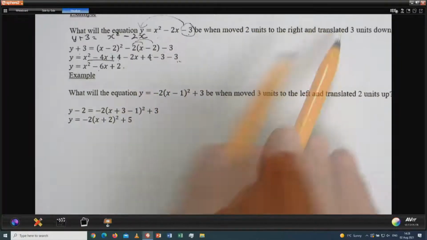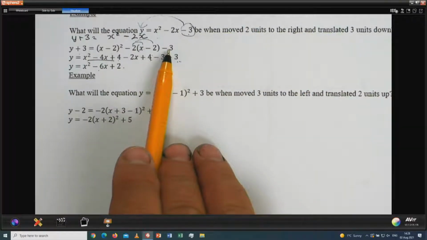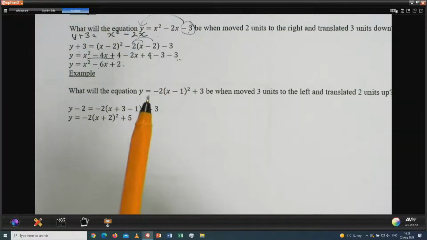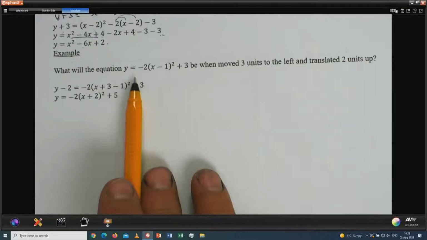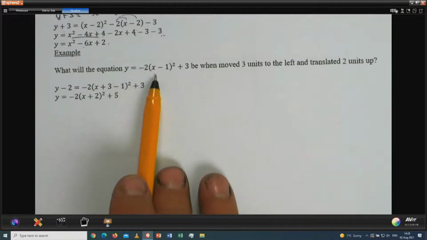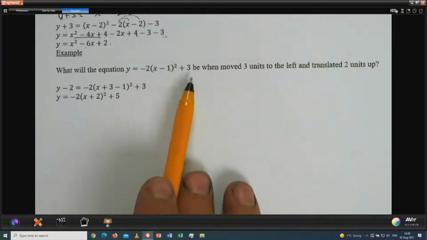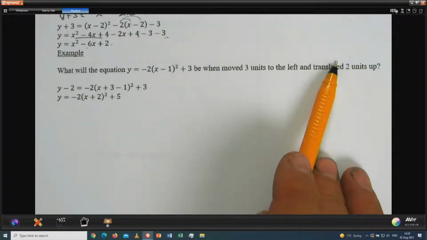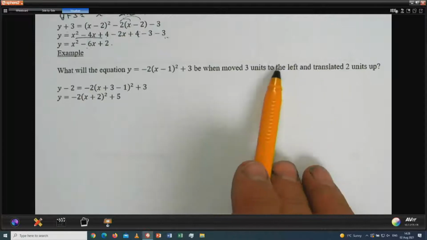And up and down, we're just going to leave that constant there as positive if it goes up, negative if it goes down. Now, if the equation is given in this form, y is equal to negative 2(x minus 1) squared plus 3, and it moves 3 units to the left, and it's translated 2 units up.